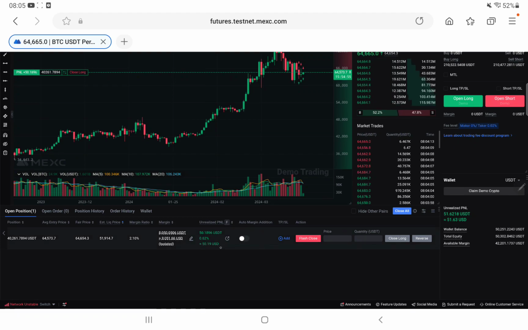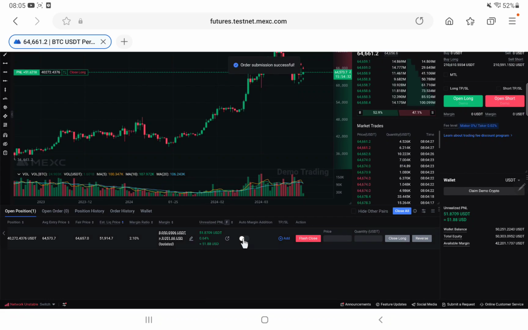Auto margin addition, right. So you have something called margin. Your margin is how much you're trading. The more margin I add into this, the lower my liquidation price will be if we're going long; if you're going short, it'll be the higher your liquidation price. Our liquidation price currently is 52,000. Let's say I'm fairly confident it's not going to reach that. But let's say it has a flash crash during the night or something like that.